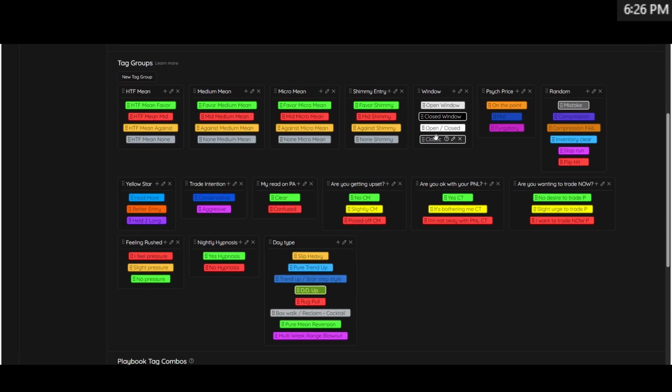Next we have open window, close window. So open window is the first and last 10 minutes of the hour. It would be like 9:50 in the morning to 10:10 in the morning, 10:50 in the morning to 11:10. It's a more narrow window, where the close window tag is going to be anything that's not the first and last 10 minutes of the hour.